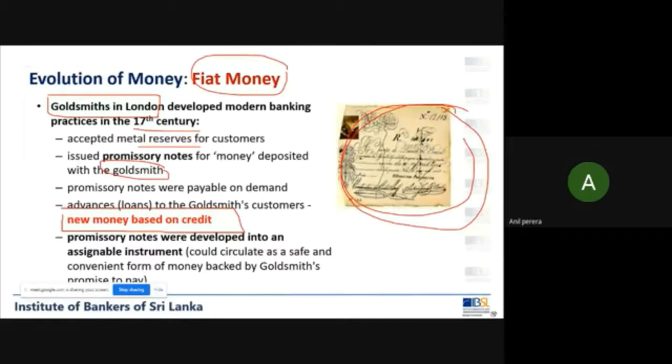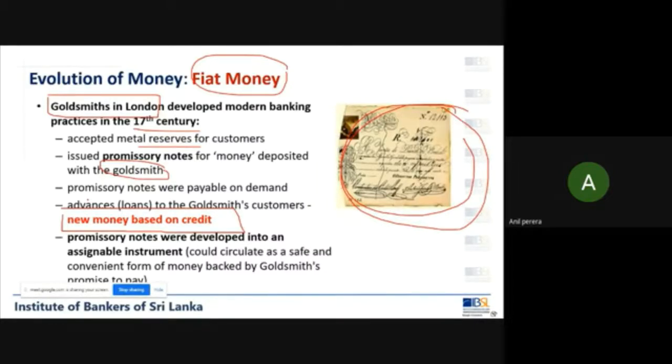This is what modern banks do. Modern banks accept your money, your coins and notes as deposits. And they give loans based on those deposits and create new money. That new money is basically new bank accounts. So the same concept. In that way, we consider goldsmiths in London developed modern banking practices roughly 400 years ago.